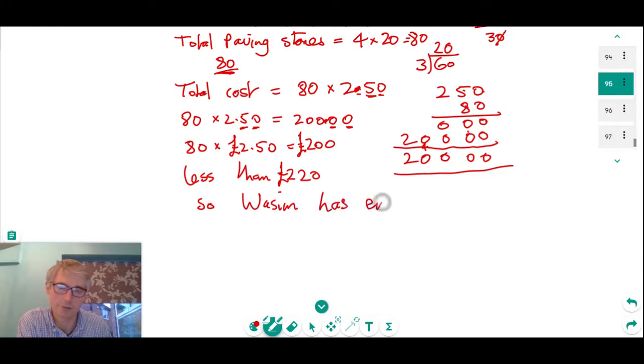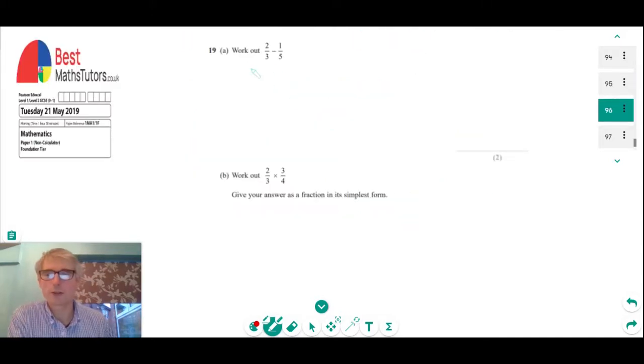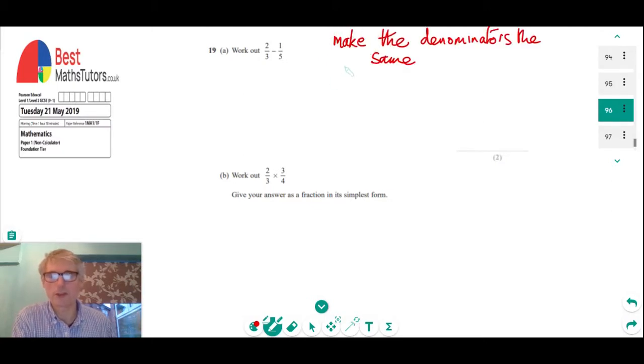If we now look at question 19, we're subtracting two fractions here. We've got 2/3 take away 1/5. What's important here is that we must make the denominators the same. To do that, we can multiply top and bottom of the fraction by the same number. We can take the 2/3, and we can see that 3 and 5 are our denominators here. We've got to make them the same, so we're looking for a number which both of those will go into.